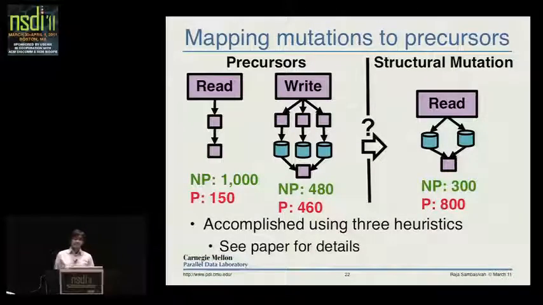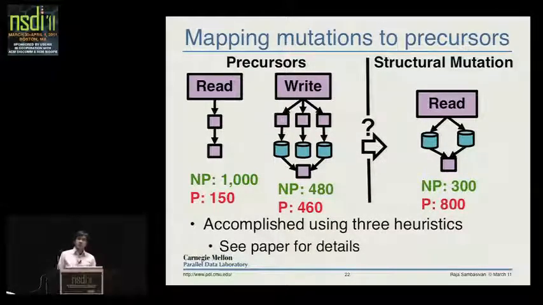Once a complete set of mutations and precursors have been identified, we still have the problem of identifying which precursors are likely to have donated requests to which structural mutation categories during the problem period. This is accomplished via a combination of 3 different heuristics. I'm not going to go into detail about these heuristics here. They're completely described in the paper.